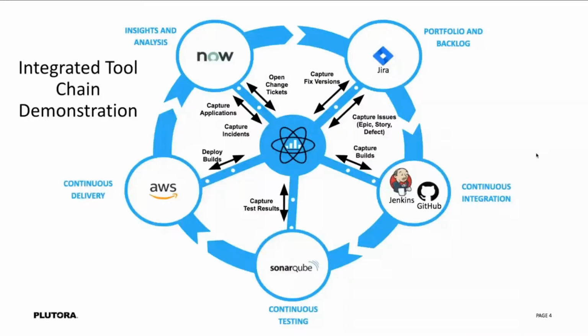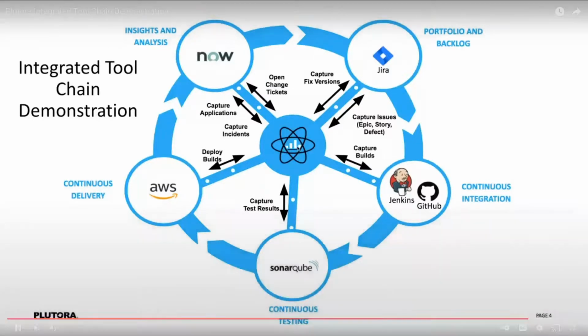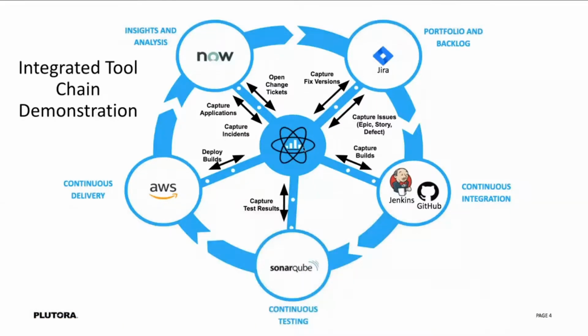So coming back to the diagram here, we checked out our code, we did the pull request, committed it. Jenkins wrote that to dev, wrote the build information to Plutora, picked up the log, stored that in Plutora, and then we orchestrated the deployment to the higher environment.